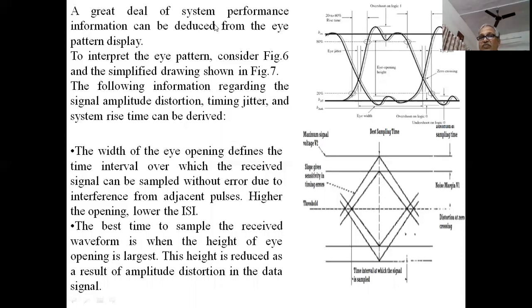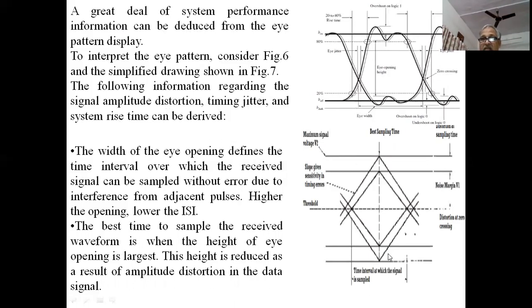A great deal of system performance can be deduced from the eye pattern displays. To interpret the eye pattern, consider figure 6. This is figure 6. Earlier we discussed it, and a simplified drawing is shown in figure 7. The following information regarding the signal amplitude distortion, timing jitter, and system rise time can be derived by using this figure.